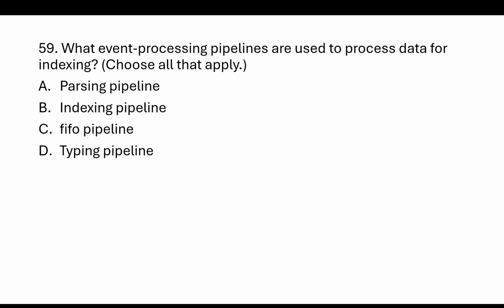Question number 59. What event processing pipelines are used to process data for indexing? Choose all that apply. Option A, parsing pipeline. Option B, indexing pipeline. Option C, FIFO pipeline. Option D, typing pipeline. And the answers are option A, parsing pipeline, and option B, indexing pipeline.